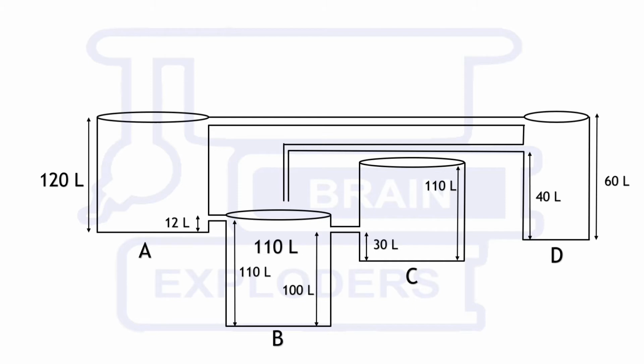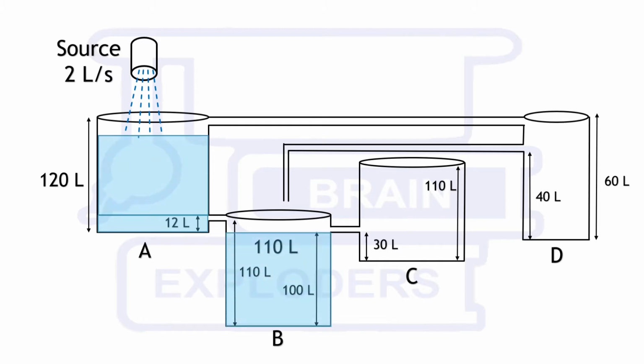At first, 12 liters of water will be filled in tank A at a rate of 2 liters per second. After this, water will start flowing into tank B at a rate of 1 liter per second. Since rate of flow of water from source is more than that of outlet of tank A, therefore remaining part of tank A will be filled at a rate of 1 liter per second.